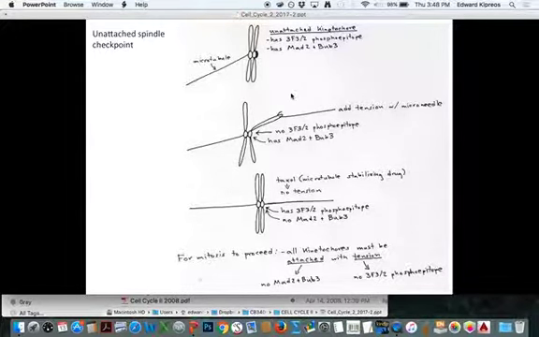Okay, so it turns out that if you add tension with a microneedle, then that phosphoepitope, which was there, disappears. So that phosphoepitope is actually paying attention to whether or not there's tension. But MAD2 and BUB3 are still there, so they're still saying, yeah, there's something not right about the situation, and we're going to stop it.